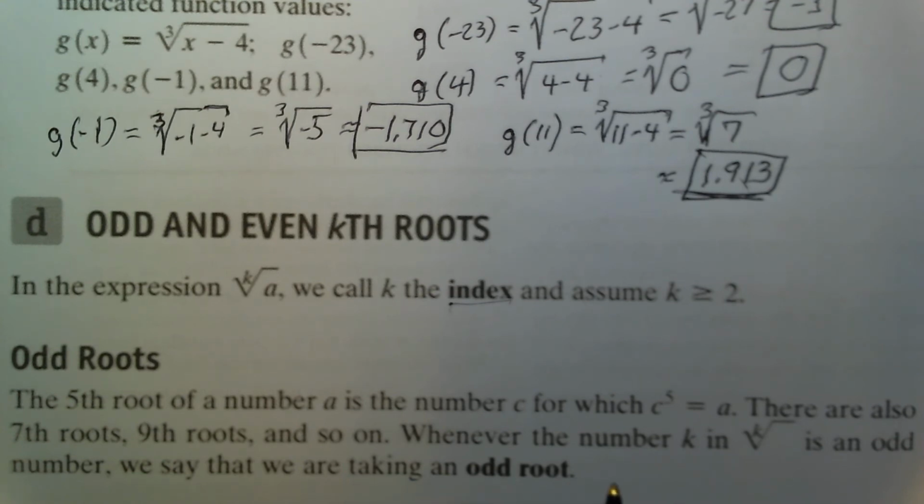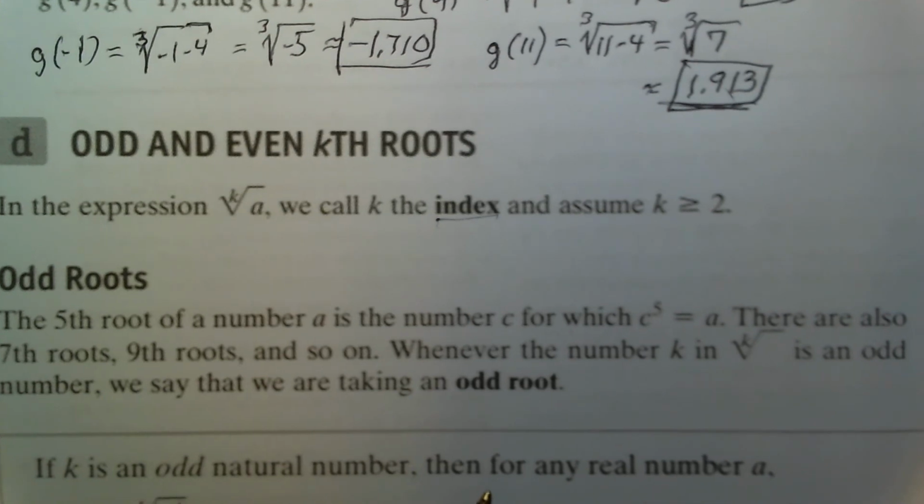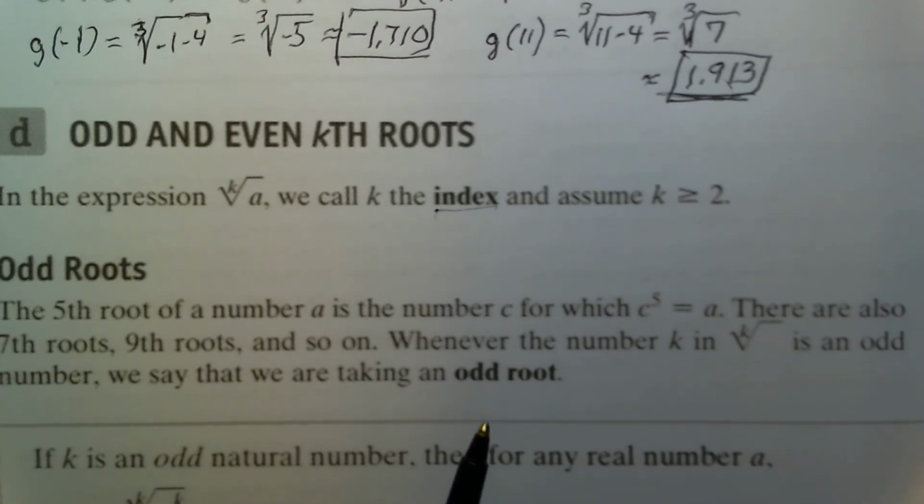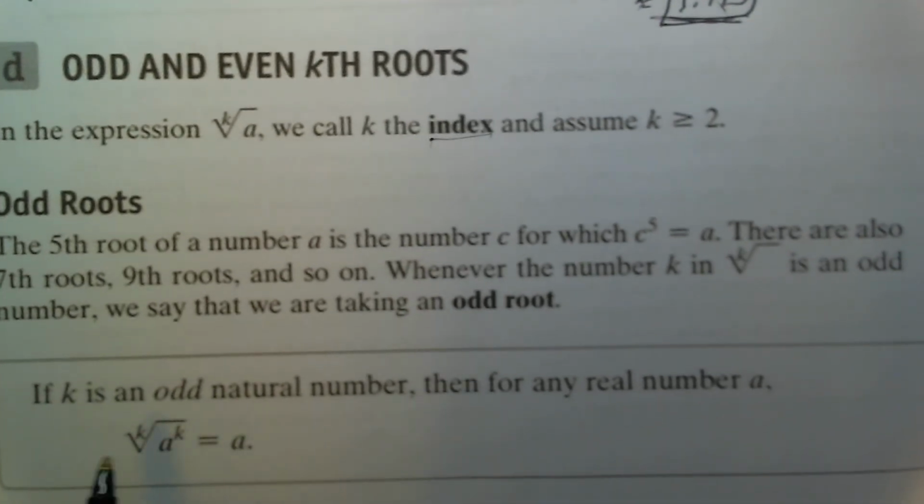So whenever the number k in the radical, the k in the index, is an odd number, we say we are taking an odd root. So here is the rule. If k is an odd natural number, then for any real number a, the kth root of a to the k is equal to a. Very important identity to remember.